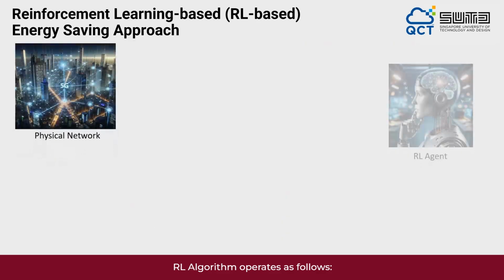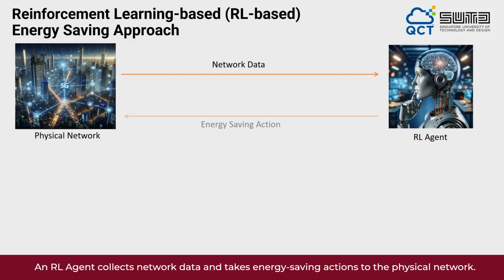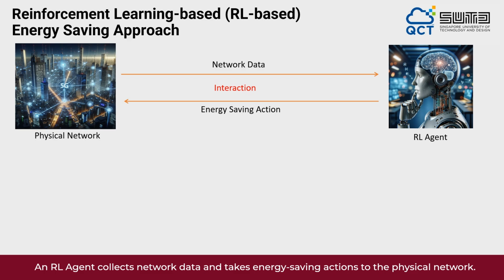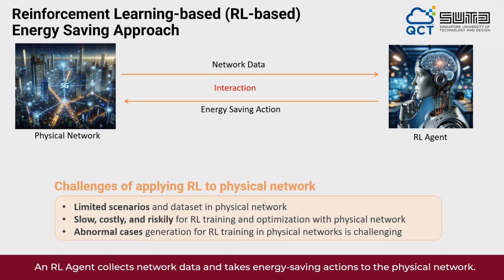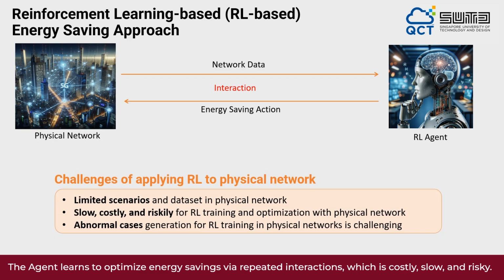The RL algorithm operates as follows. An RL agent collects network data and takes energy-saving actions to the physical network. The agent learns to optimize energy savings via repeated interactions, which is costly, slow, and risky.